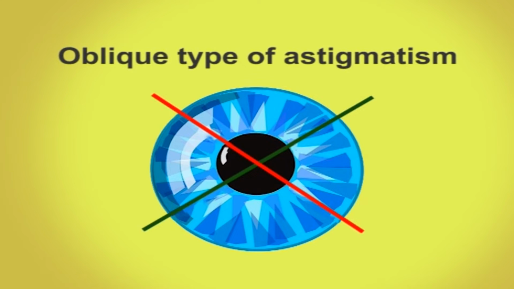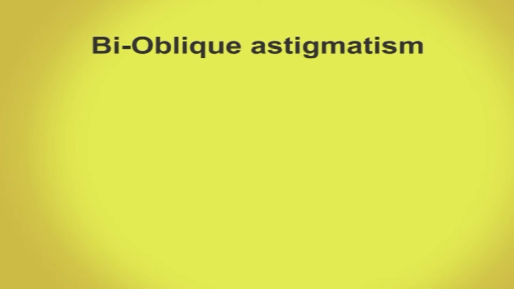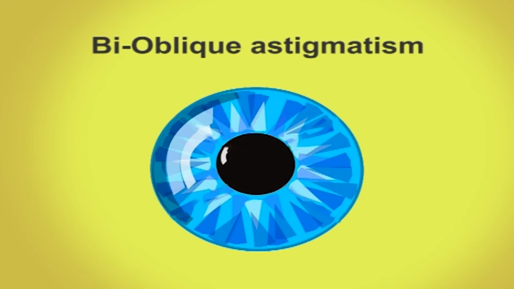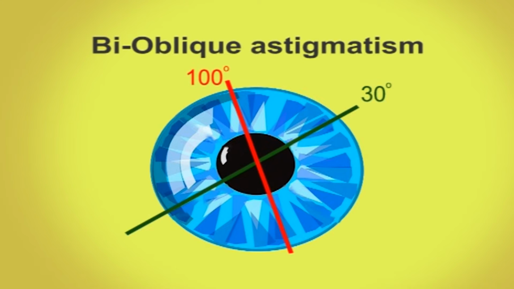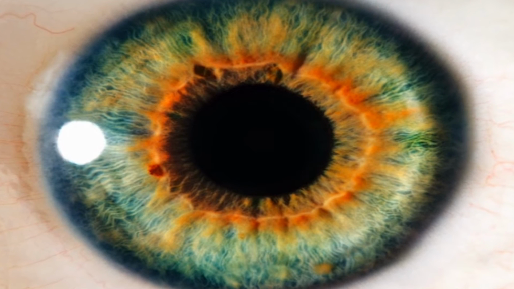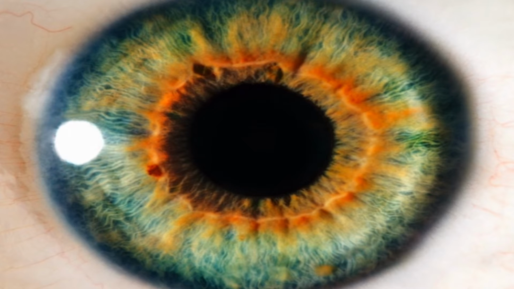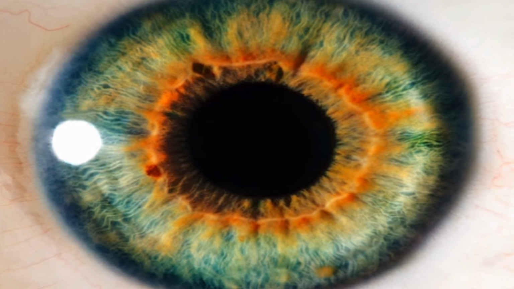For example, 45 degrees and 135 degrees. We see that both the meridians are at right angles to one another, but it is not the 90-degree axis and 180-degree axis. Bi-oblique astigmatism is the type where the two principal meridians are not at right angles to each other. Yet another classification is based on the position of the two focal lines in relation to the retina.